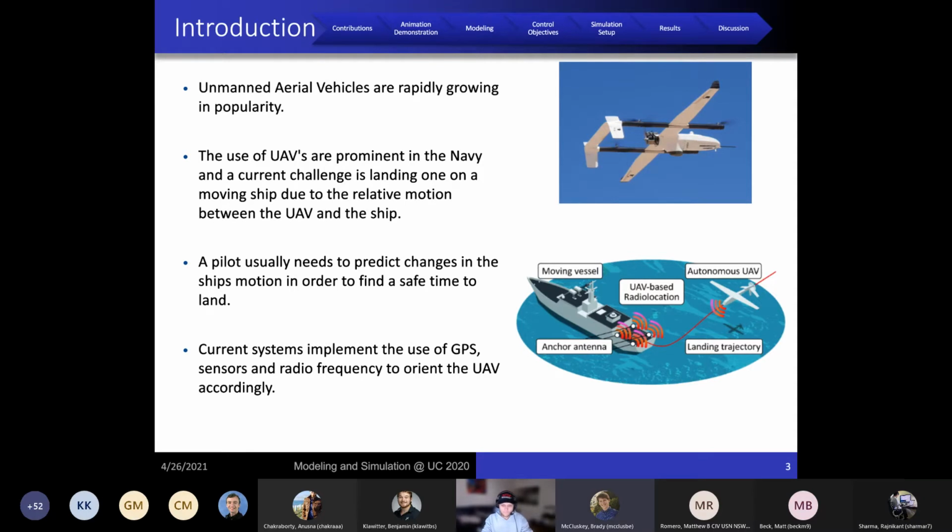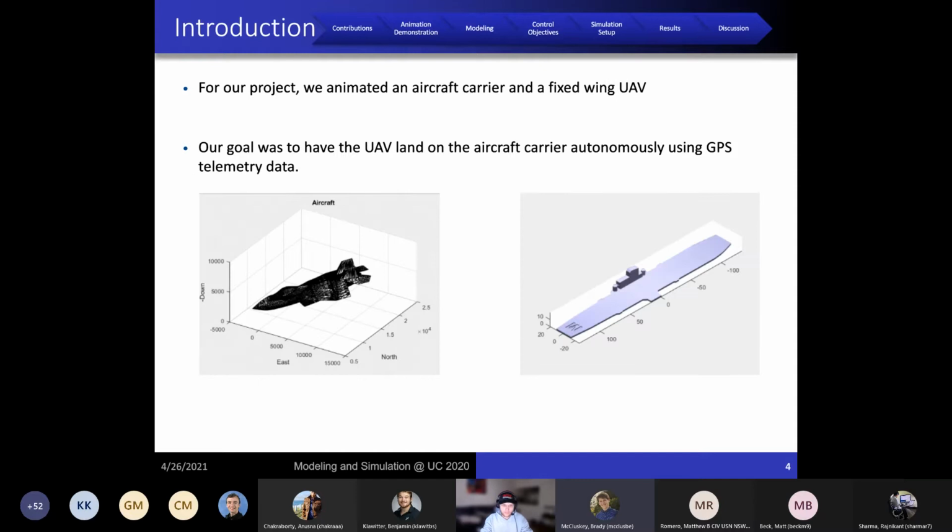All right, next slide. For our project, we wanted to animate an aircraft carrier and a fixed wing UAV, as well as correctly model the dynamics for the two. And our end goal was to have the UAV autonomously land on the aircraft carrier.